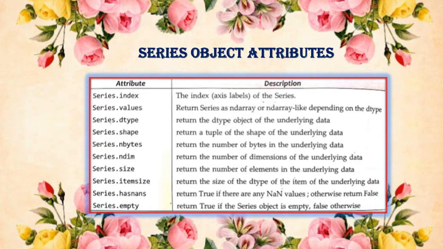Itemsize means the size of the type of element in the series object. The hasnans attribute returns either true or false. If the series contains a not a number value, it returns true, otherwise it returns false. Empty checks whether the series is empty or not. If there is no element in the series, it returns true, otherwise it returns false.